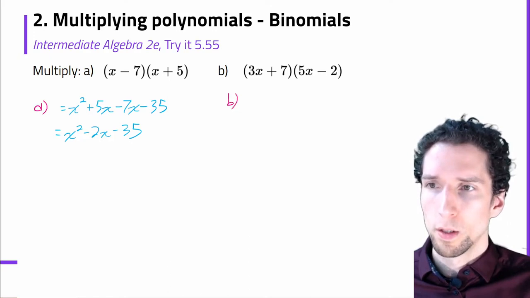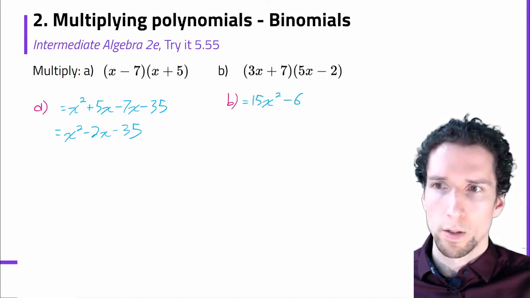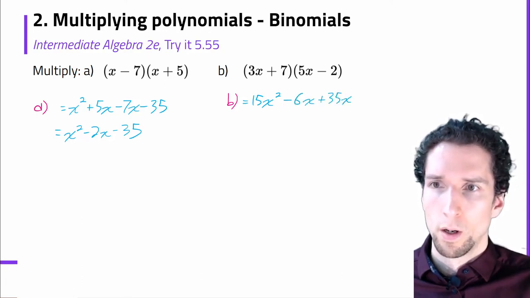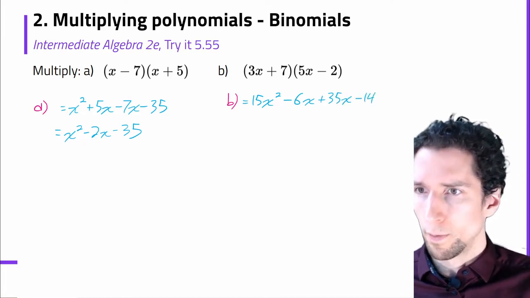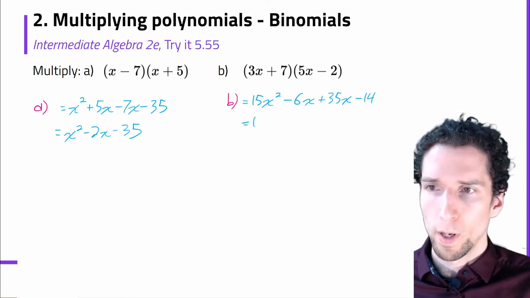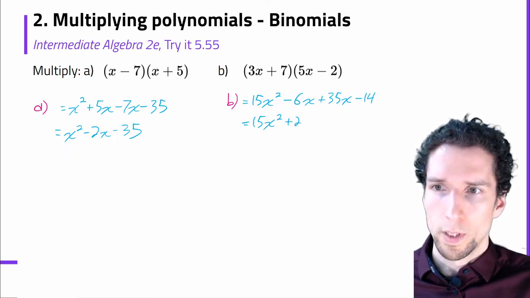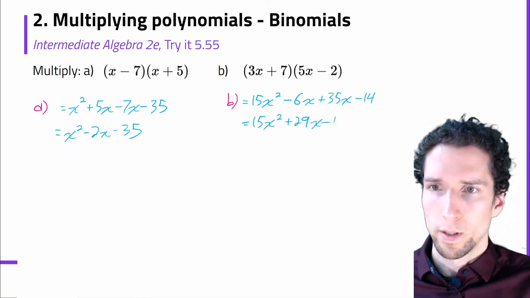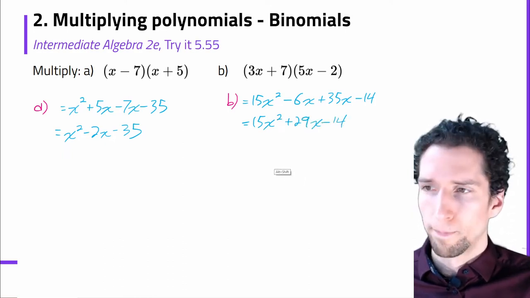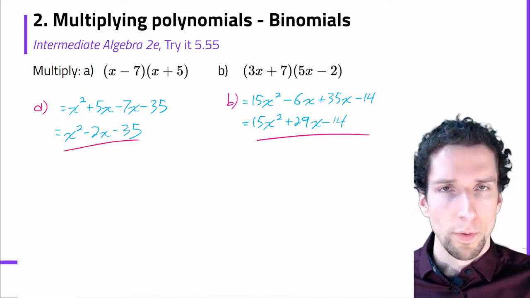Question B, here we have 3x, 5x, so 15x squared and minus 6x plus 35x and minus 14. Okay, and simplifying, 15x squared plus 29x minus 14. So there are the results.